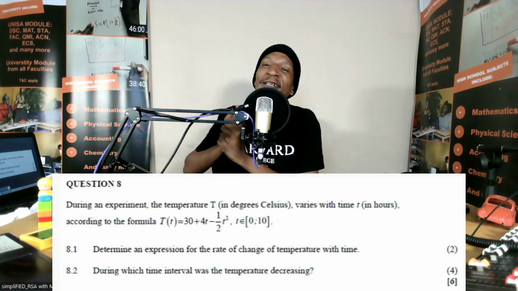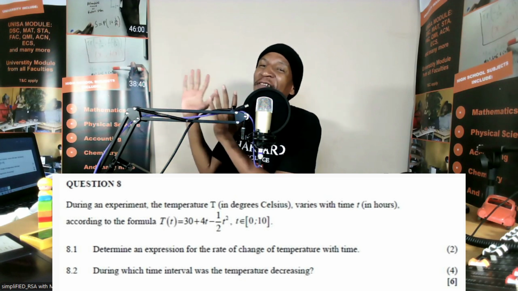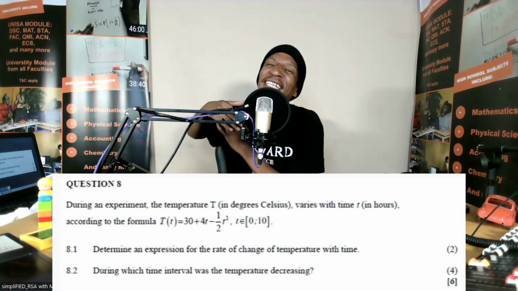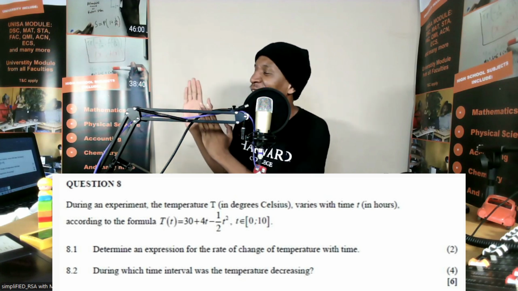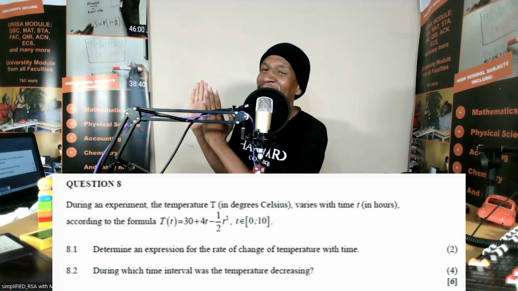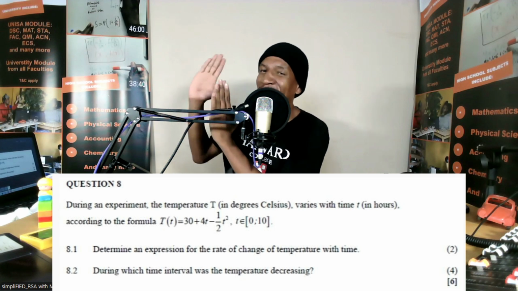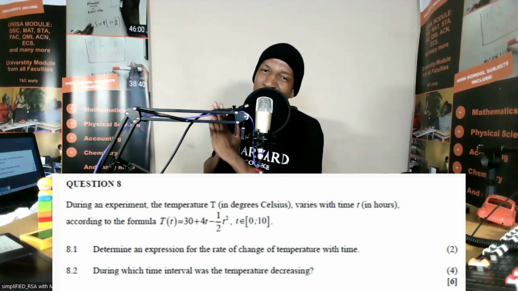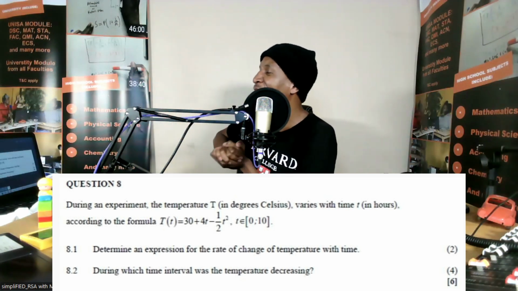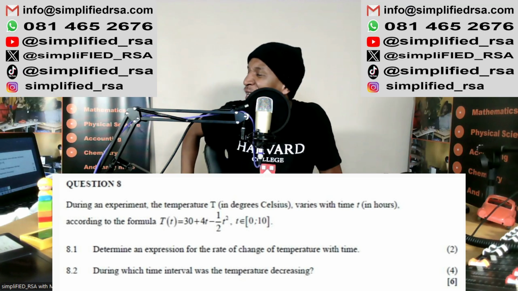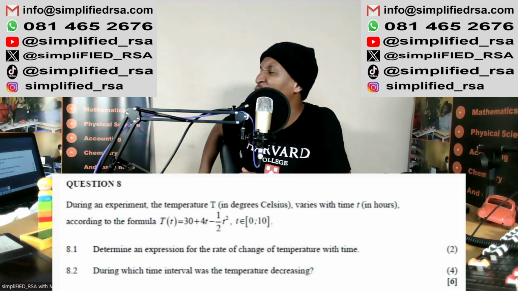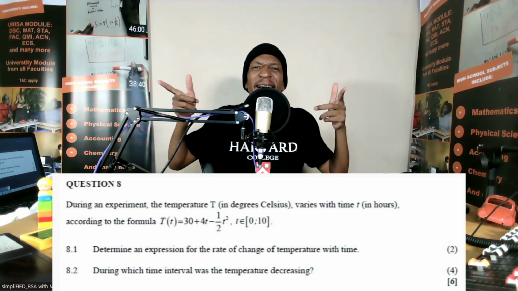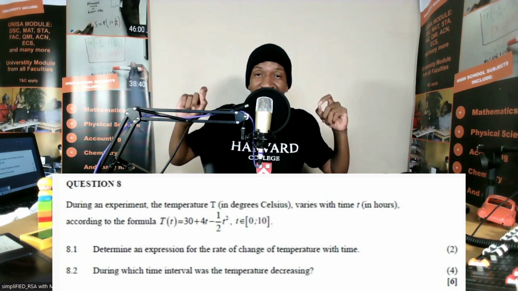I've seen that normally students ignore the interval part. The interval part is as important as the equation itself because it gives you some limitations, such that t doesn't go below 0 and it doesn't exceed 10. So it's between 0 and 10. Very important. And then 8.1, we are required to determine an expression for the rate of change of temperature with time.